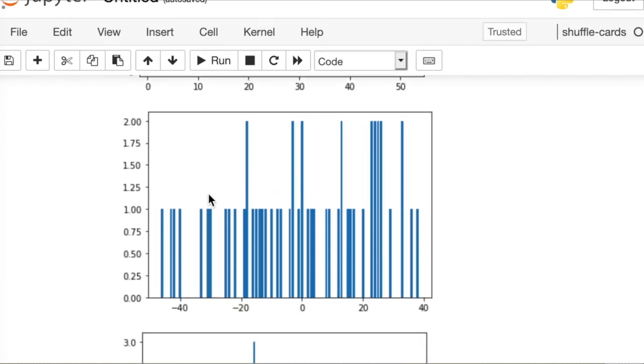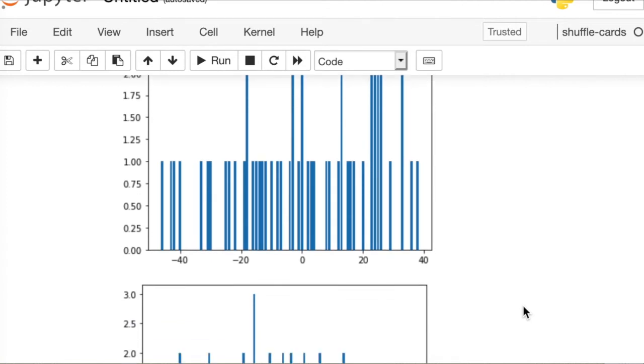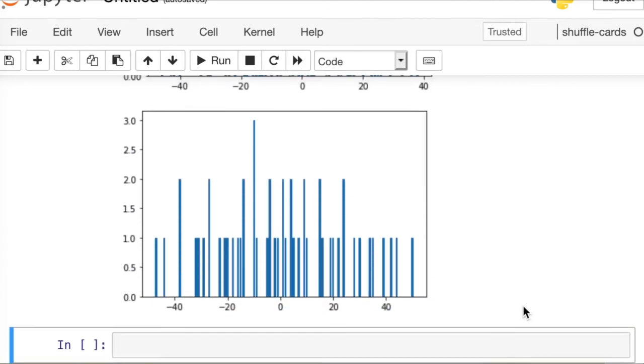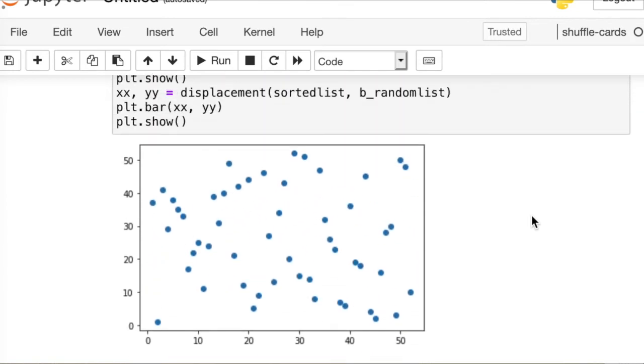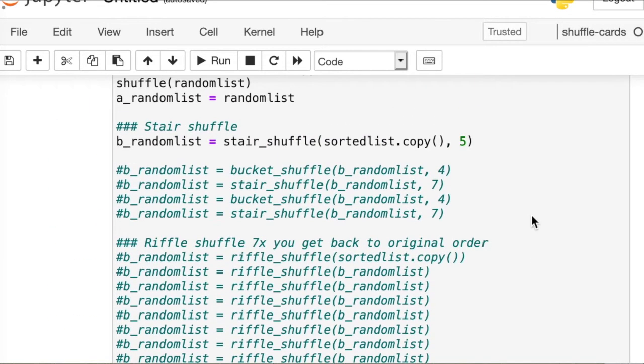I also printed 2 other charts. This one for the computer generated one, where the distance each card is from its original position. So negative numbers means that they were earlier than their original position, and positive numbers is that they were further down in the deck. And the second chart for our algorithm, the stair shuffle.